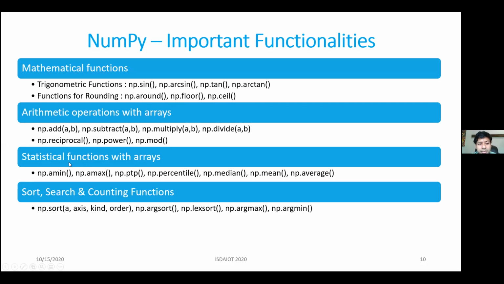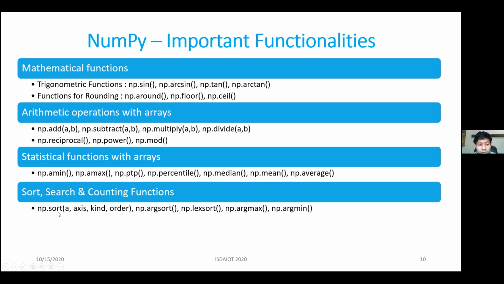Some of the statistical functions available are amin, which gives us the minimum of an array. Then amax gives us the maximum. Then ptp, I think, gives the range of variation. Then percentile, median, then mean, average. These commonly used statistical functions are provided. And there are also some inbuilt sort, search, and counting functions available.